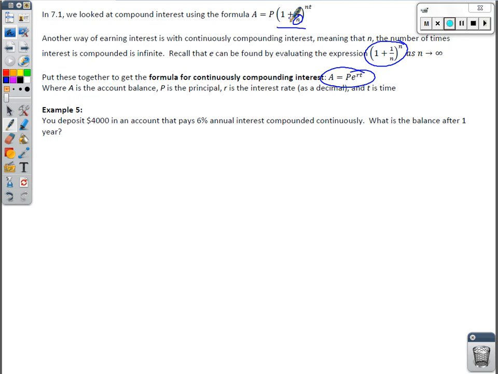So let's plug some things into this formula and do a little calculation here. So the new account balance after this interest accrues is going to be the principal, which is 4,000, times e, raised to the interest rate, which again we use as a decimal, so to switch from percent to decimal, just divide by 100, and then times the number of years, which in this case is 1.